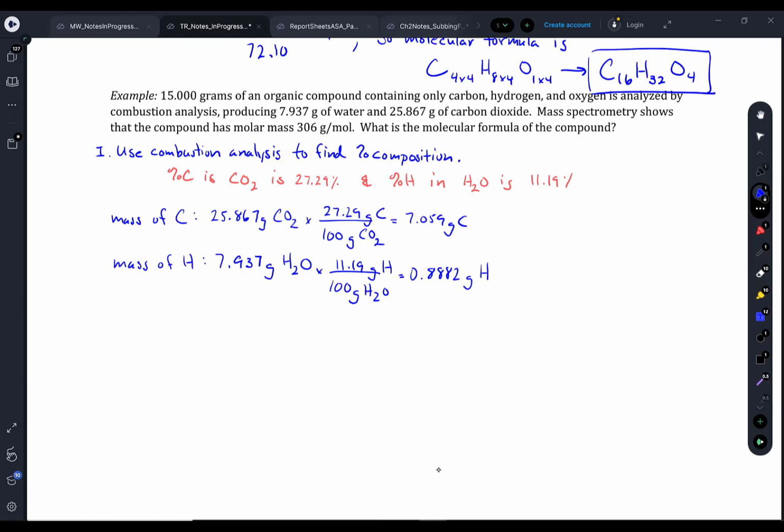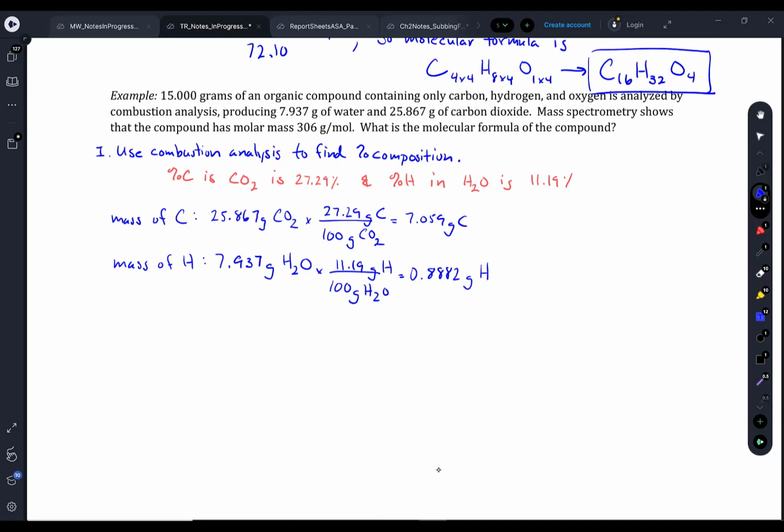Now I could at this point say that the mass of oxygen is what's left over, right? I'm going to skip that step because I'm just going to go straight to finding the percents, because I can use the same logic. If I find the percent of carbon and the percent of hydrogen, whatever percent is unaccounted for must be oxygen, right? So I'll save myself a step there.